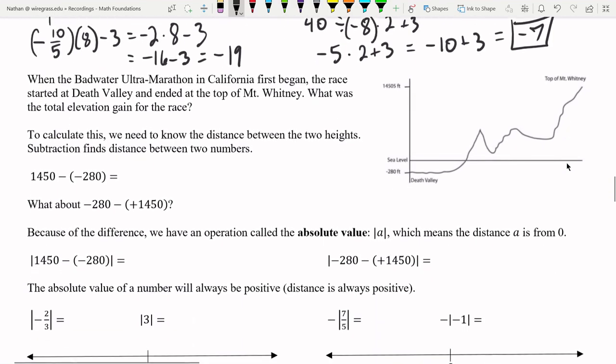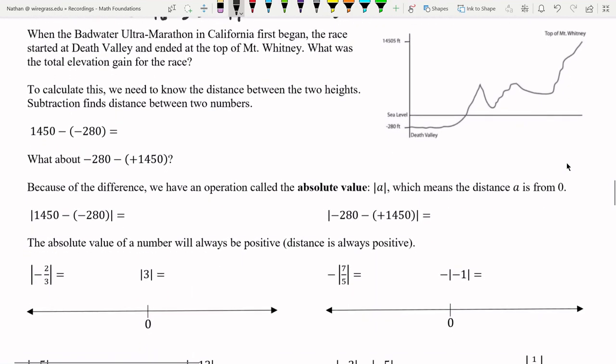All right, when the Badwater Ultramarathon in California first began, the race started at Death Valley, which is below sea level, down here at negative 280 feet below sea level. And it ended at the top of Mount Whitney, which is above sea level, way far above sea level at 14,505 feet. So what was the total elevation gain for this race?